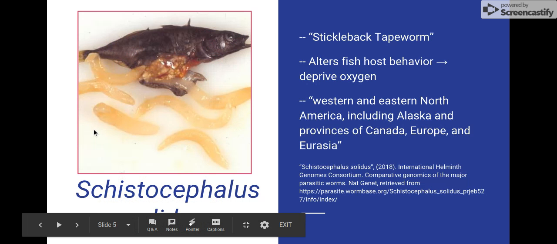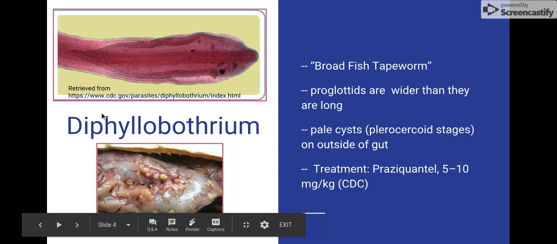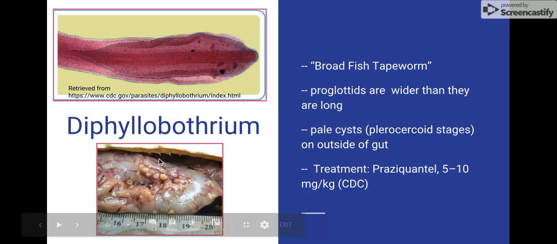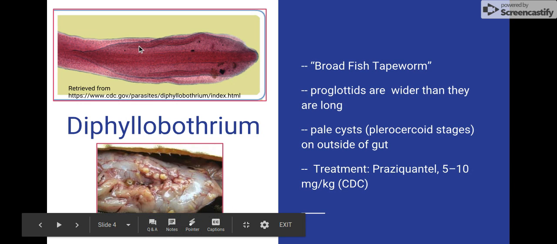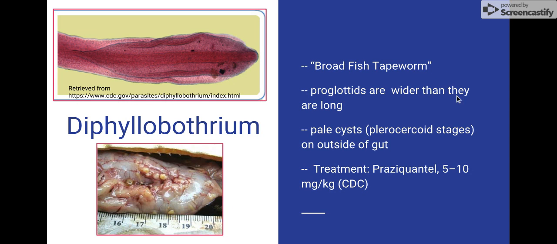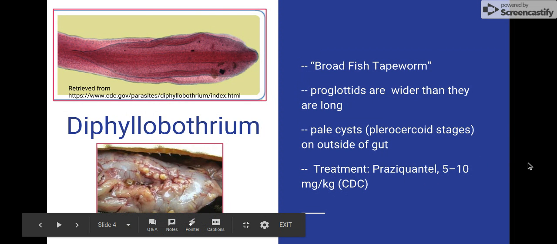Oh, and the name is Diphyllobothrium. And so here are the pale cysts that it creates, and this is what the scolex looks like. And a treatment includes praziquantel at 5 to 10 milligrams per liter, and that's as advised by the CDC.